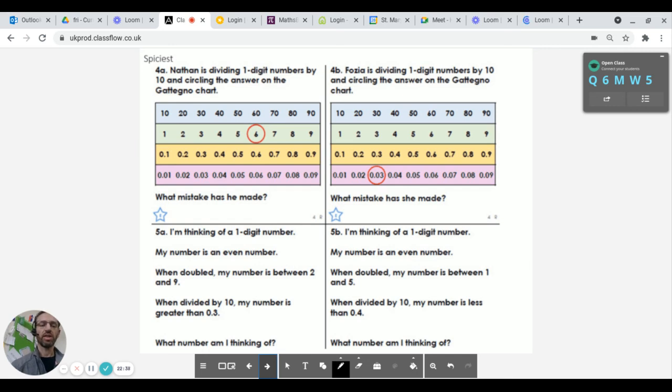Okay, so this is the spiciest work. Question 4A, 4B, 5A, 5B. Read the question twice. Explain your answers. Yeah, gotta prove it.